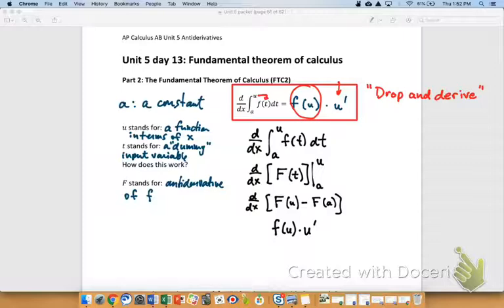You get it? Please don't tell some math professor later on, oh, that's just when you drop and derive. No good. But does that help you remember it? Maybe? Okay. So you just drop the u in there. And of course, the d dx and the antiderivative, they cancel each other out. So you just drop that u in there, and then you multiply by the derivative. Drop and derive. Got it?